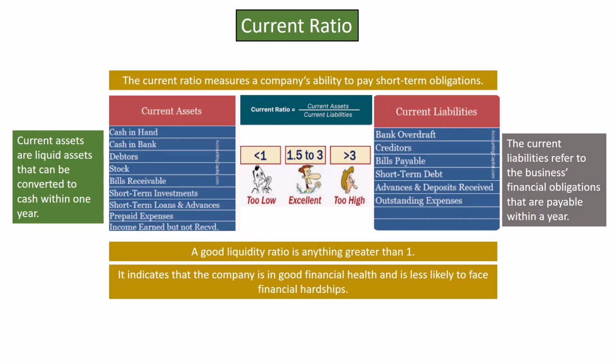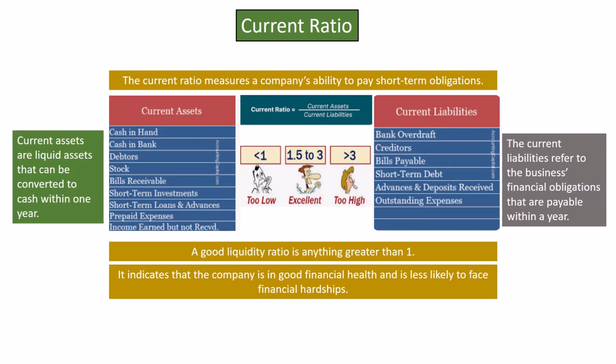But at the same time, greater than 3 is too high. It is not the best way to have more than 3 as the current ratio. Why? Because the management has more than enough current assets. That is not good for the company. They have to invest their excess current assets in some other ways and earn money that can be shared with the shareholders.